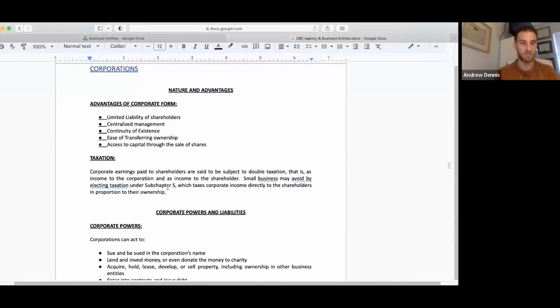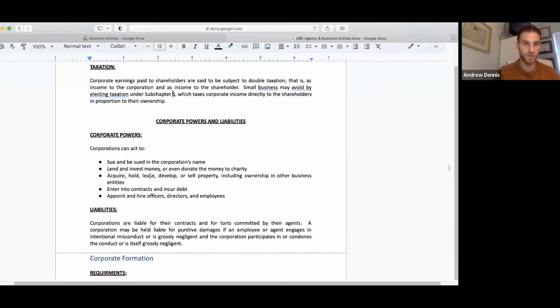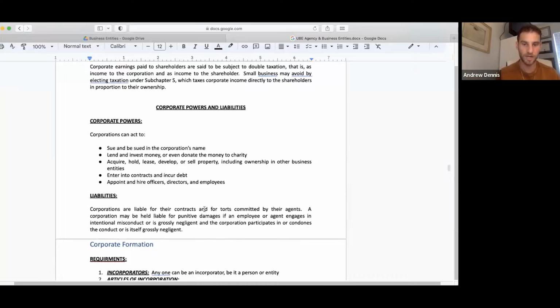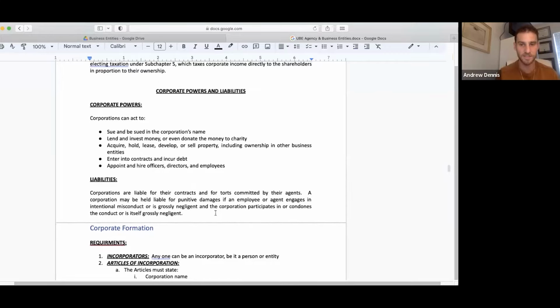to have limited liability. So we'll talk more about that, but corporate powers: corporations can sue and be sued in the corporation's name, lend and invest money, or even donate money to charity, acquire, hold, lease, develop, or sell property, including ownership in other business entities, enter into contracts and incur debt, appoint and hire officers, directors, and employees. So those are corporate powers. They're liable for their contracts and for torts committed by their agents. A corporation may be held liable for punitive damages if an employee or agent engages in intentional misconduct or is grossly negligent and the corporation participates in or condones the conduct or is itself grossly negligent.